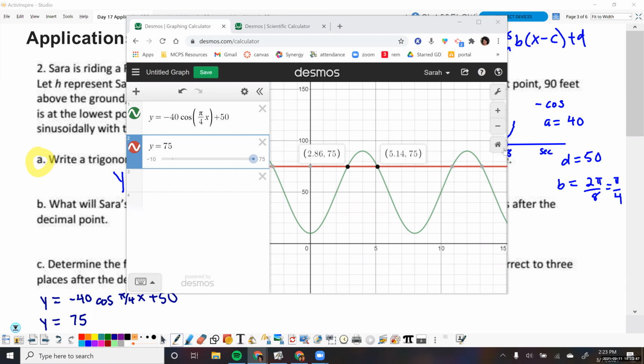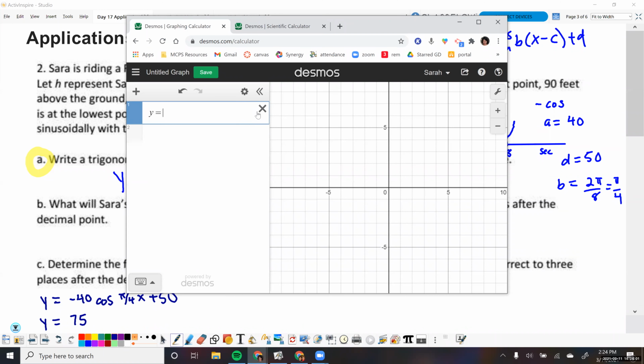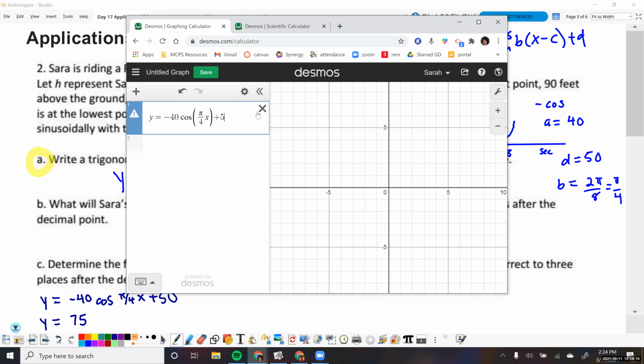I can show how I got it. If I hit home, I get this terrible graph. So I typed in negative y equals negative 40 cosine. I'll type them in again. Let's type them together. Y equals negative 40 cos, parentheses, pi divided by 4. Then I arrow to the right so I'm not in that denominator, and then I put the X in. And then I go plus 50.